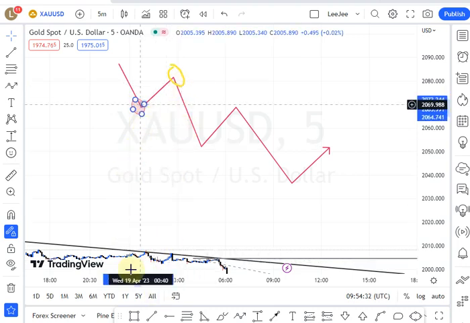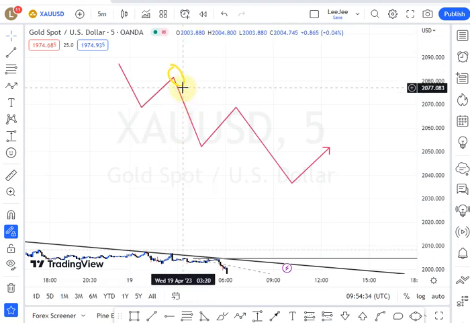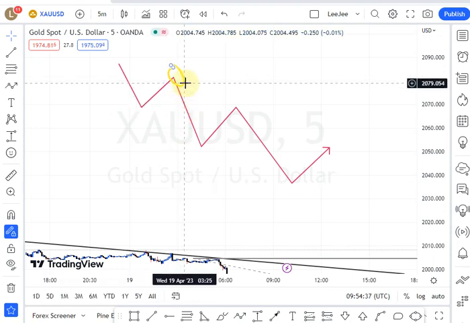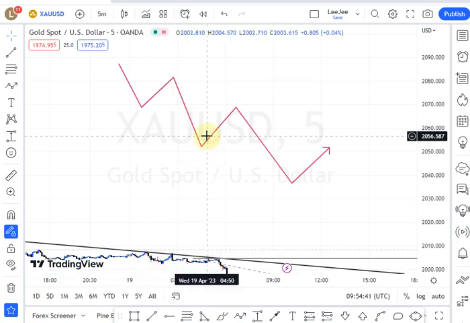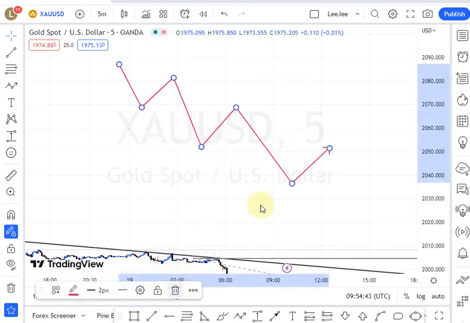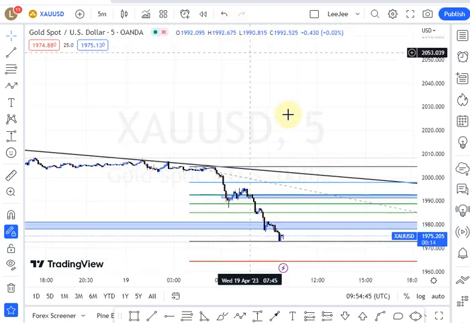We're just going to wait. Of course, just going to look for 10 pips. Okay. So those are just great tips.